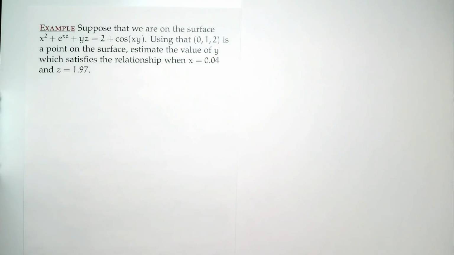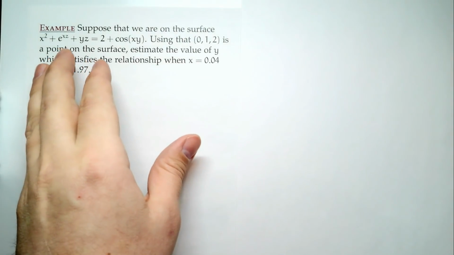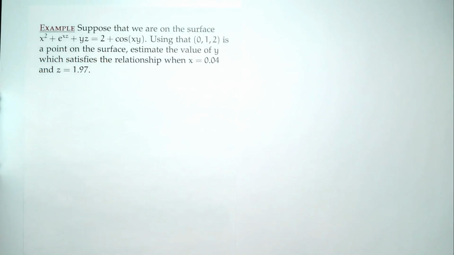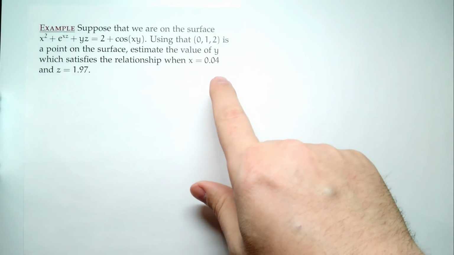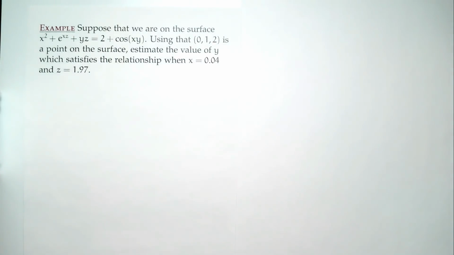So we finished with an example which had z equals f of xy. Here's a slightly different one. So suppose that we're on a surface: x squared plus e to the xz plus yz is 2 plus cosine xy. And we have that there's this point on this surface, 0, 1, 2. What do we want to do? We want to estimate y for this relationship, given that we know x, which is 0.04, and z is 1.97.